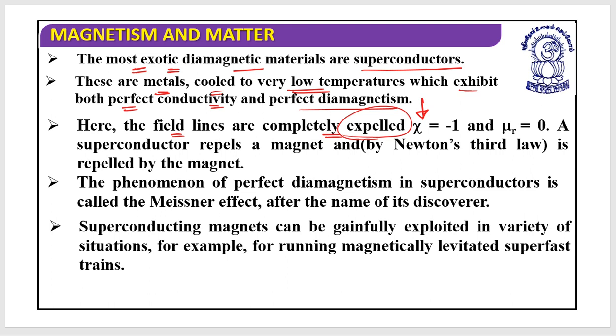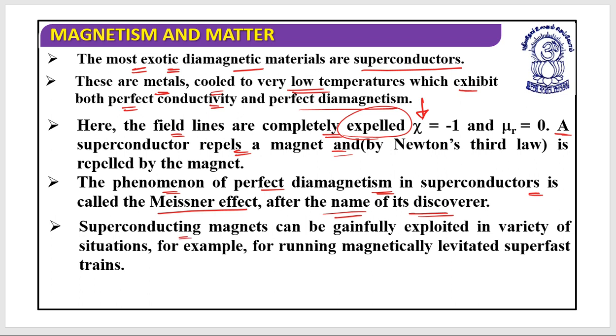So a superconductor repels a magnet, and it is going to be repelled by the magnet. It is just like Newton's third law, action and reaction are always equal and act in opposite directions. The phenomenon of perfect diamagnetism in a superconductor is called the Meissner effect, after the scientist who demonstrated this effect. Yes, this has been asked in the examination recently.